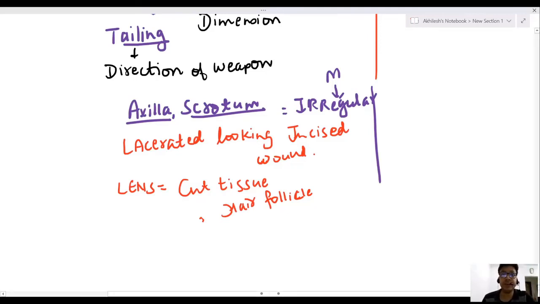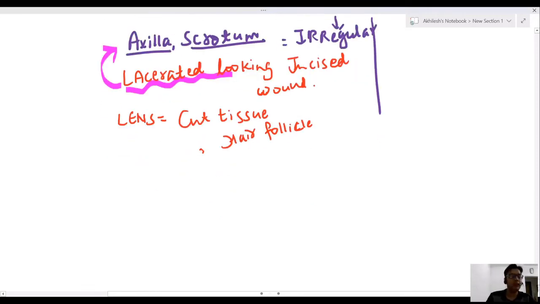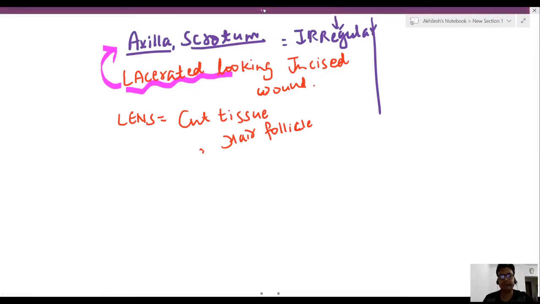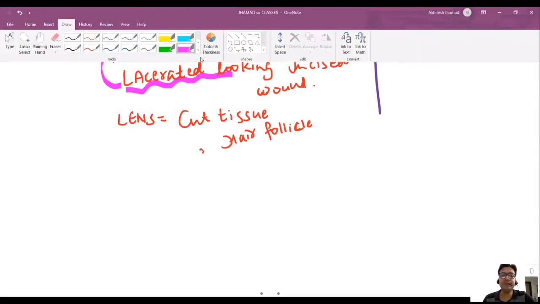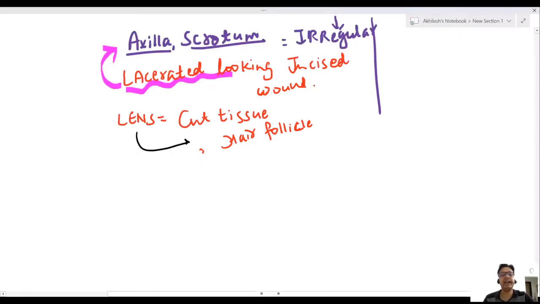This question is very common, my dear friend. Lacerated looking incised wounds are seen on which side? The answer is very simple, axilla and scrotum. Even though we are using a sharp edge weapon, the margin is irregular because of the rugosity and texture of axilla and scrotum. To confirm, examine with the lens; you will find cut tissue and cut hair follicle. Then you can say it is an incised wound, but looking like a lacerated wound.